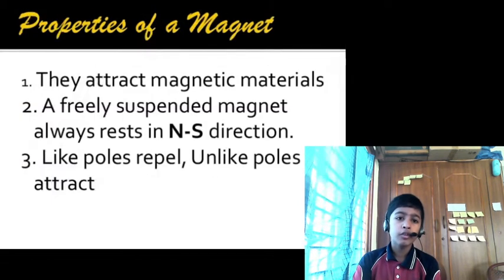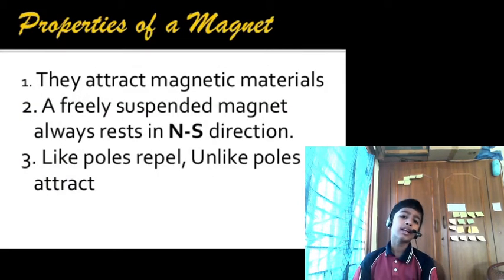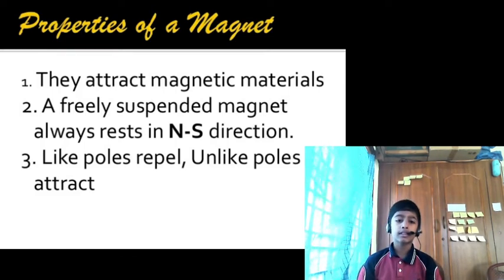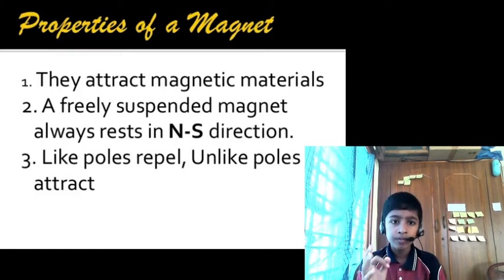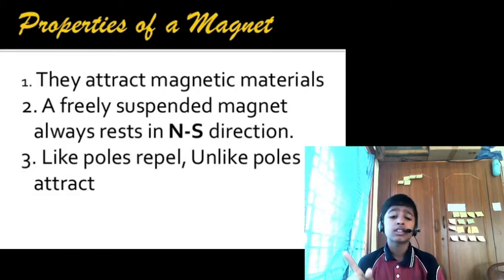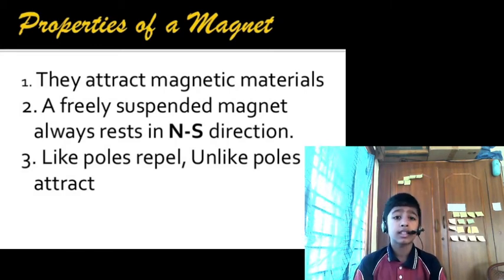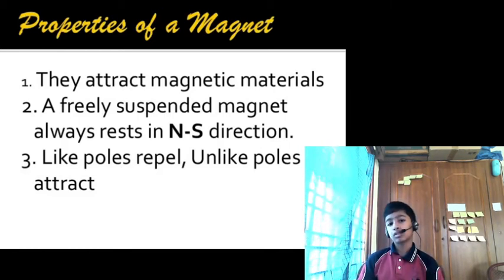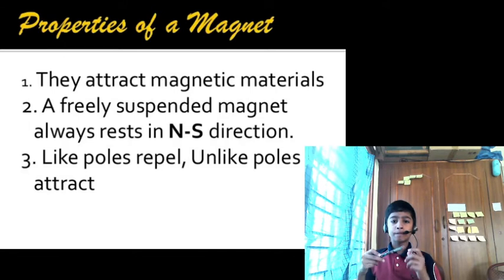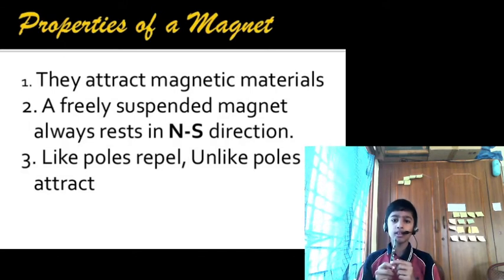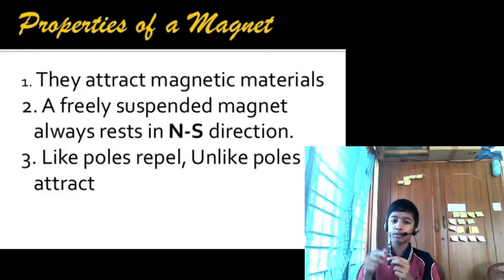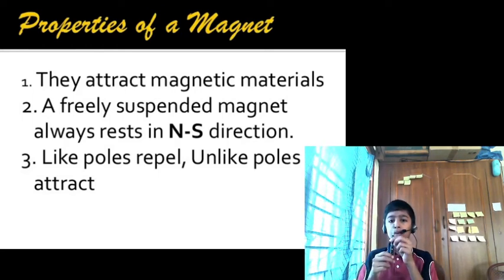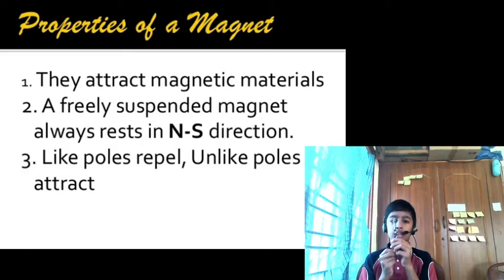Okay, and moving on, properties of the magnet. I will tell you three properties. They attract magnetic materials. And a freely suspended magnet will always rest in north and south direction. Think that this is north and this is south, down is south and up is north. If you freely suspend a magnet, that magnet will always be resting in north and south direction like this.